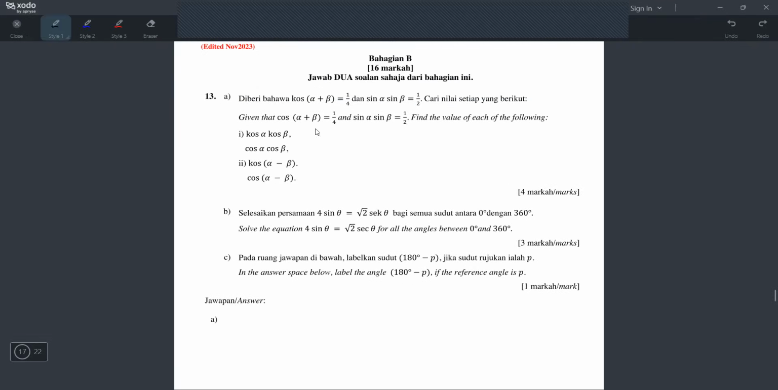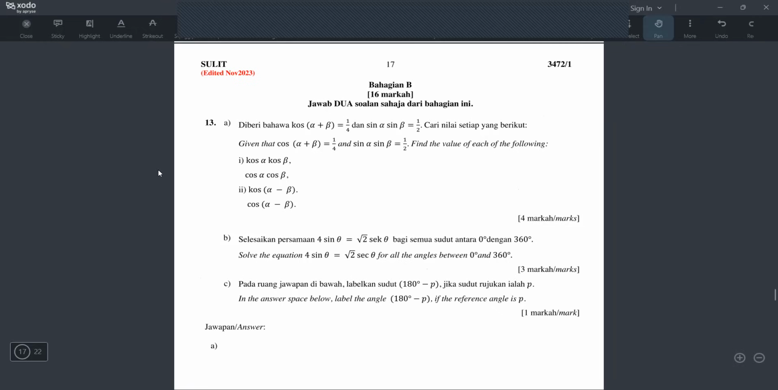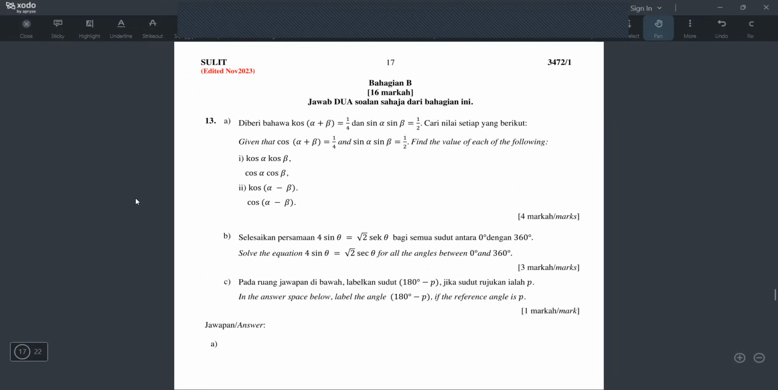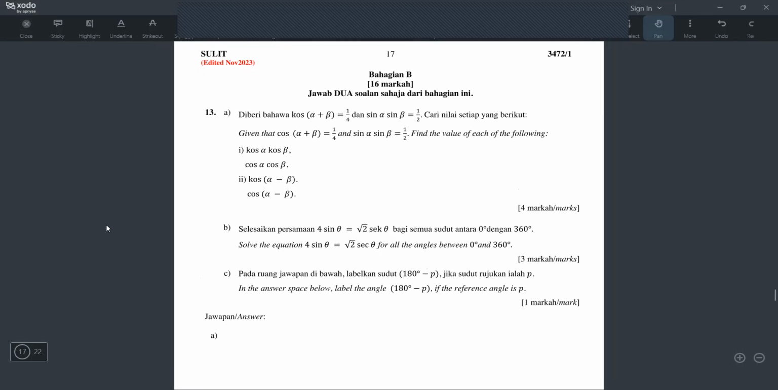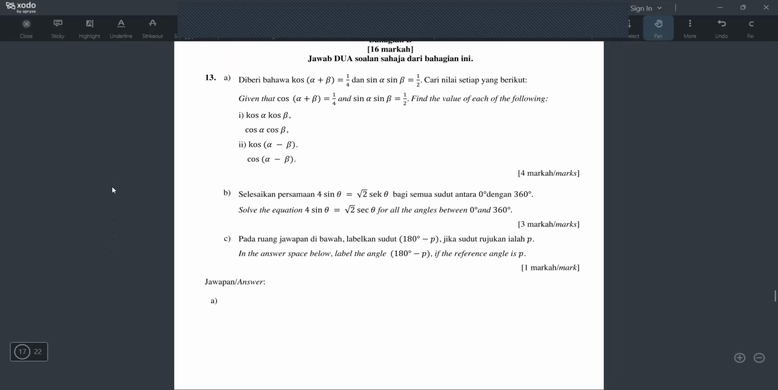Okay, let's continue. Bahagian B. So bahagian B, they want me to jawab 2 soalan sahaja dari bahagian ni. And I think they will give me 3 questions, 13, 14, 15, but I only choose 2, right? But I will do all of it. But in exam, you don't do all of it lah, because I'm just doing this video for revision purpose. So of course, I will do all of it. But during exam, you just choose 2.